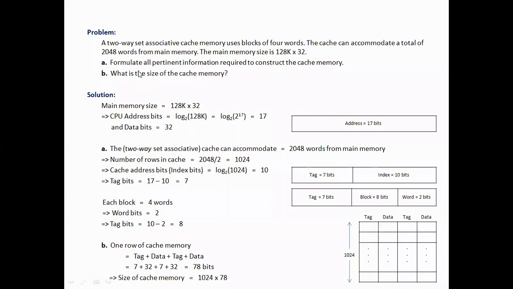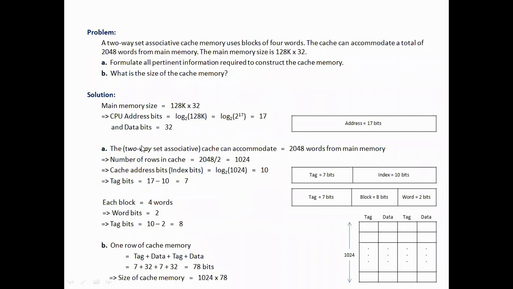Now, the first part says get the information to construct the cache. So to construct the cache, what main things do we need? We want to know the size of the tag, the index, how the index is divided, and the structure of the cache. So let us find those things. First, we have found that the total address is 17 bits. It can be found through the size of main memory. This is the number of rows in main memory, which implies the address bits will be 17.